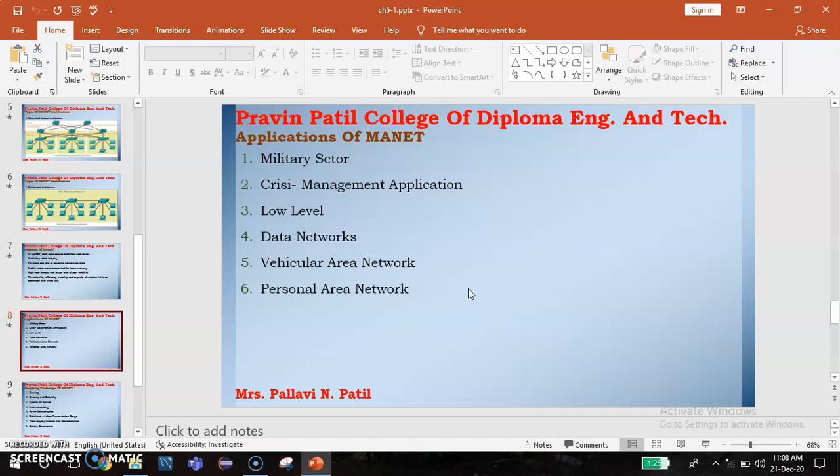The personal area network, or PAN, is a short range localized network. When the nodes are associated with a given person, the nodes could be attached to, for example, a cellular phone, laptop, and television, and so on. These are the different applications of MANET.